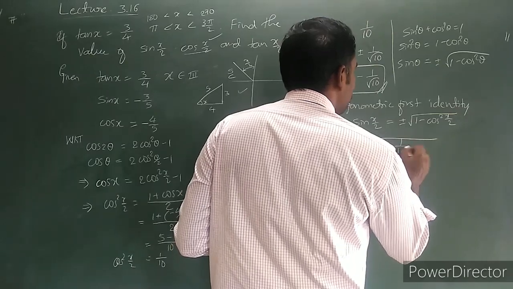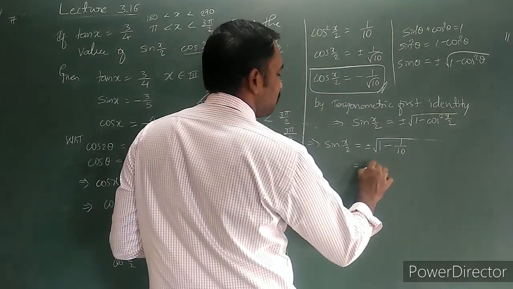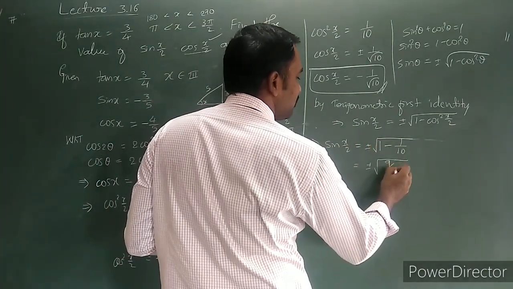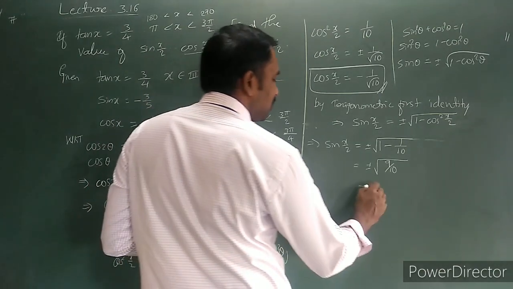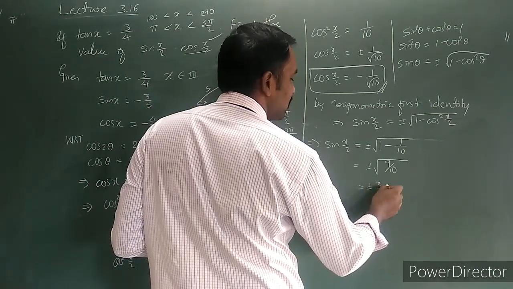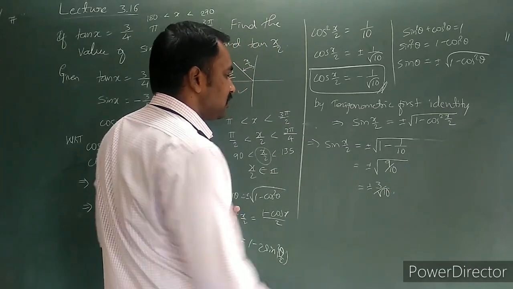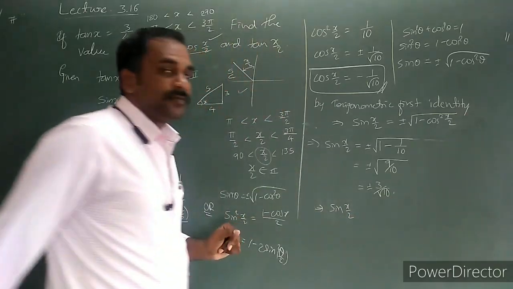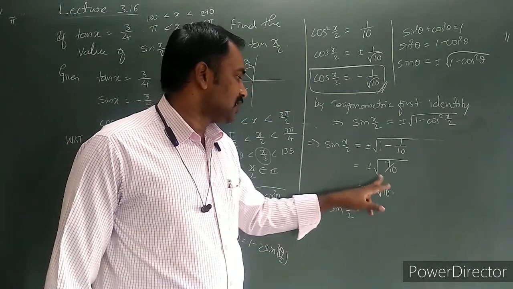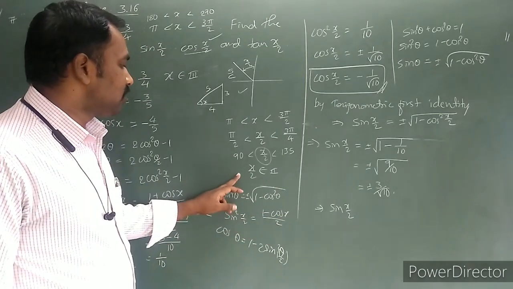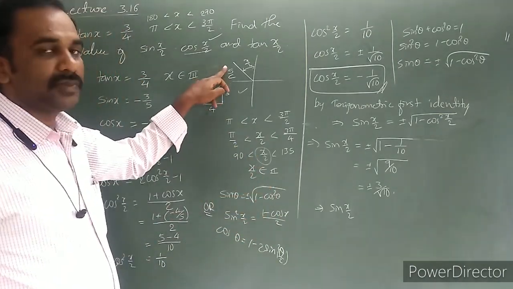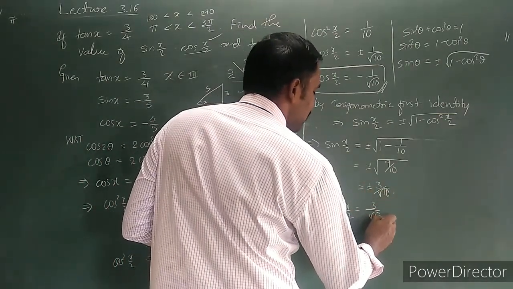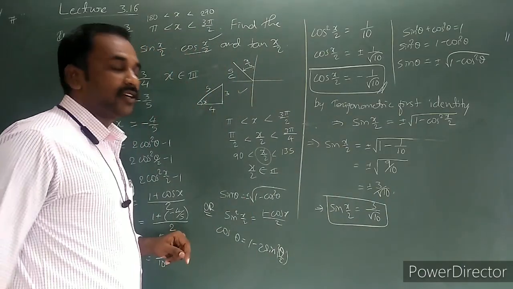What is that? 1 divided by 10. Replace it simply: plus or minus root of, 10 is the LCM, 10 minus 1 is 9, so 9 divided by 10. Root of 9 by 10 is nothing but 3, plus or minus 3 divided by root 10. This is the sine of x by 2. But finally, here is plus or minus 3 by root 10. Does x by 2 belong to which quadrant? Second quadrant. In the second quadrant, is sine positive or negative? Positive. So we better write here only the positive value, 3 divided by root of 10. This is the required answer.